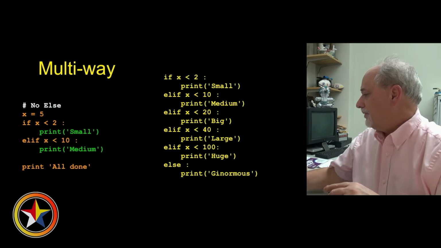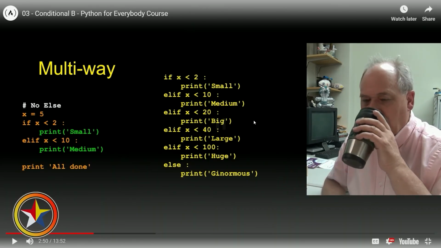And so there's a couple of variations on this multi-way. So no else clause. Yeah, you can do this. So x equals 5. If x is less than 2, print small. If x is less than 10, print medium. So it'll print medium.